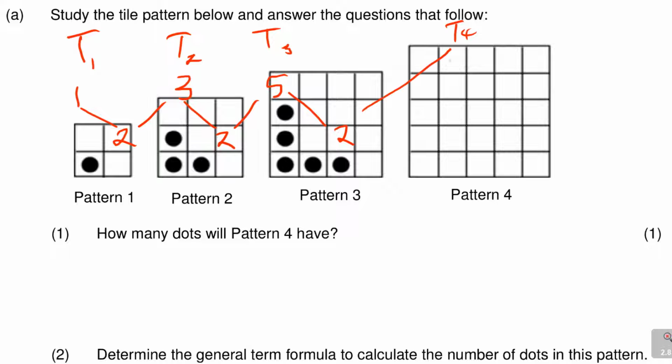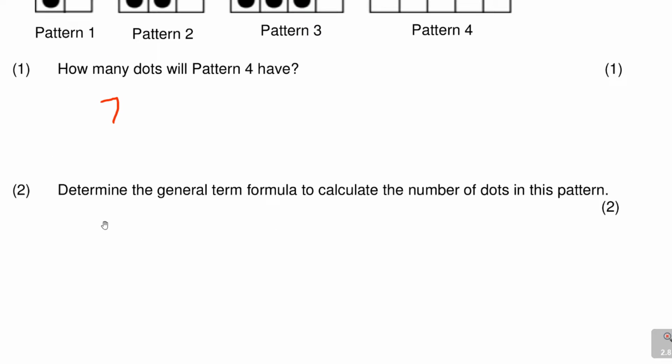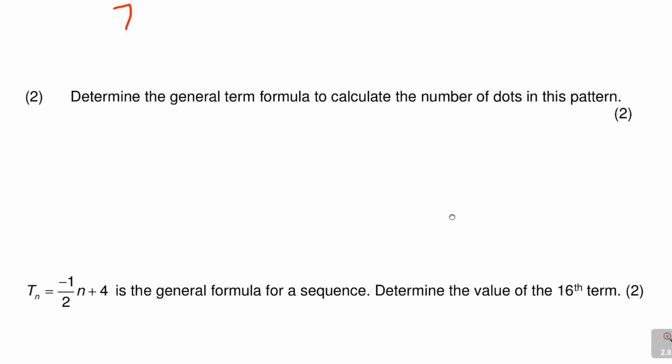So what is going to be here? 5 plus 2, it's what? It's 7. We're going to have 7 here. So how many dots will pattern 4 have? It's simple, 7 dots. That's why it's 1 mark. And then determine the general term formula to calculate the number of dots in pattern 2.